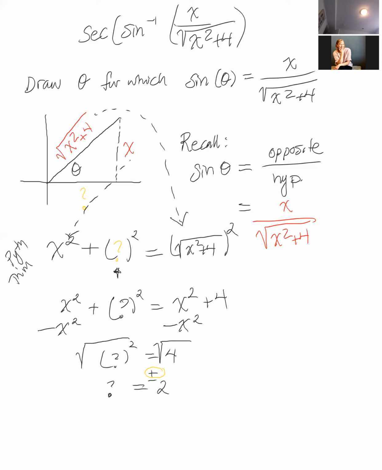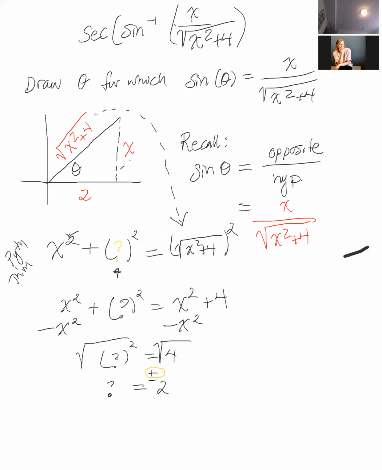Okay, almost done. I'm going to update my drawing now. I know r, or the hypotenuse. I know the opposite. Now I know the adjacent. It's 2. So I'm going to fill that in here. This is 2.